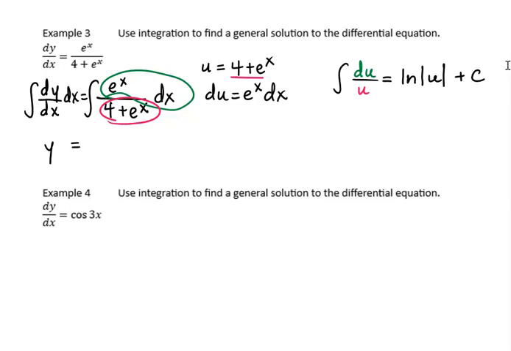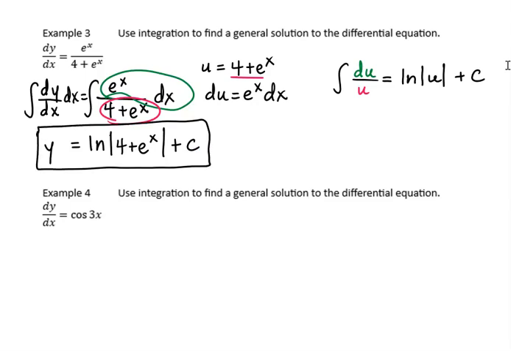Last thing I'll do is replace u when I go back into the equation. Instead of the absolute value of u, I'll write the absolute value of 4 plus e to the x, plus c. Looking at our next example, we have the same kind of setup. We want to find y, and so to find y from dy dx, we're going to integrate both sides of the equation, and I'm going to stick a dx on the end of my integrals.